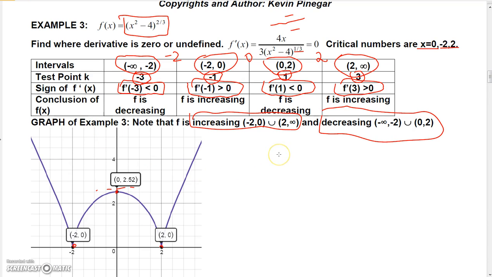Okay, so I'll actually do some more examples in the next video. I want to start you out with a trigonometric function in the next video, so we'll get to that when you open the next video.